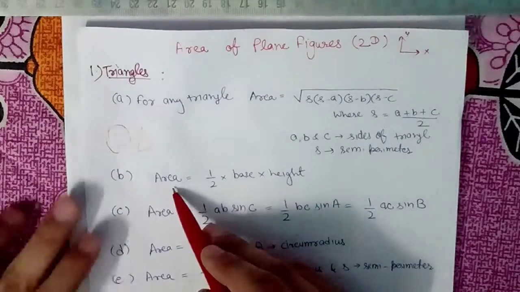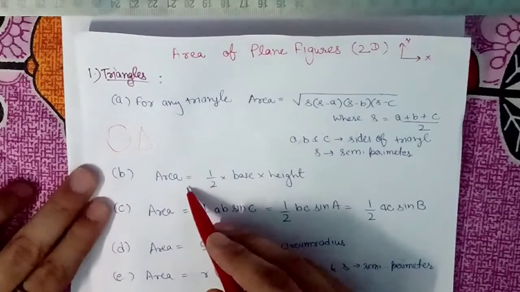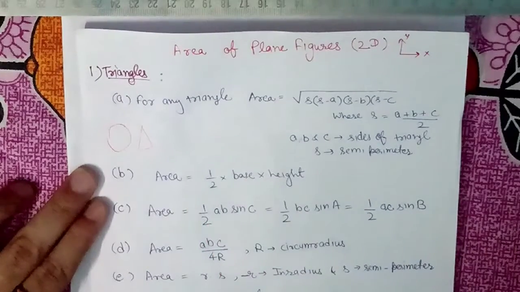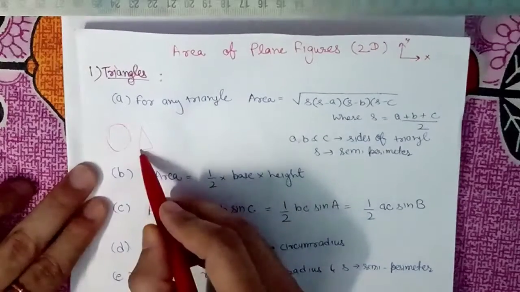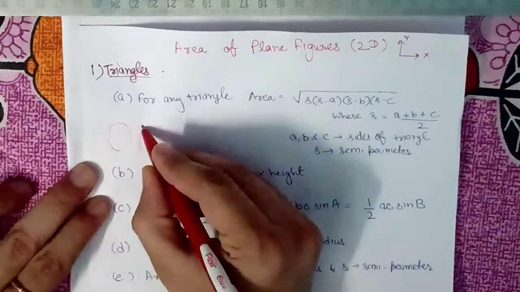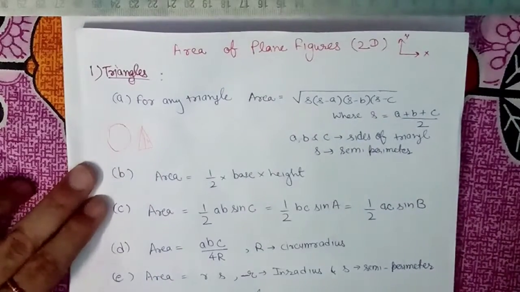We have another formula to calculate the area of a triangle, which is equal to half into base into height. This is the base and this is the height, so this is known as the height of that particular triangle.